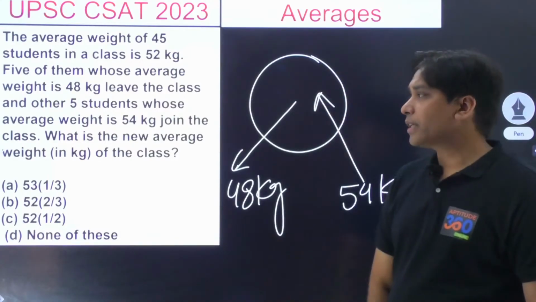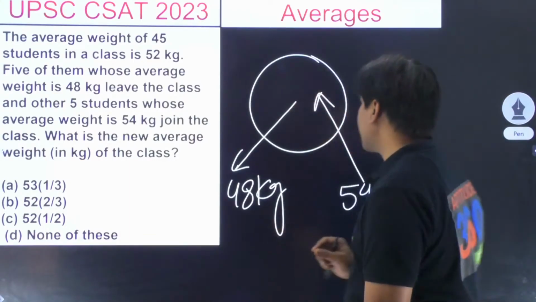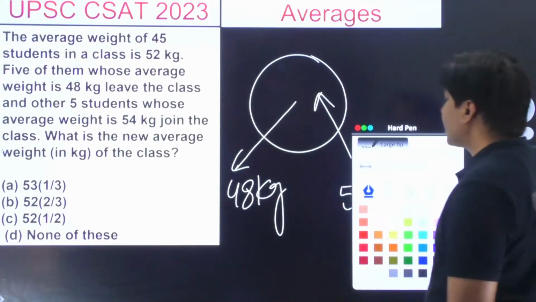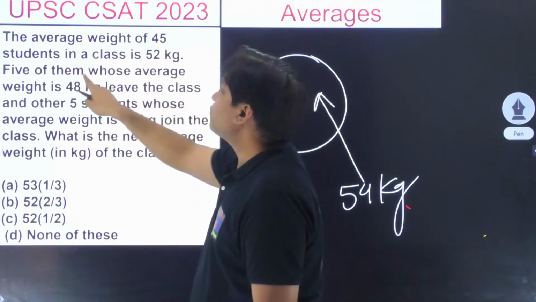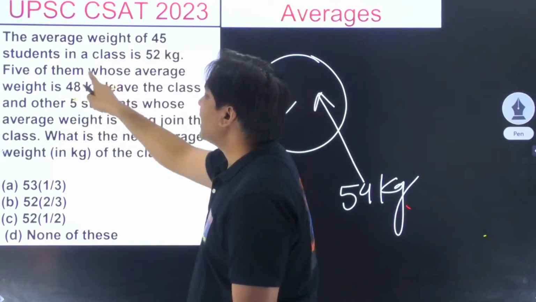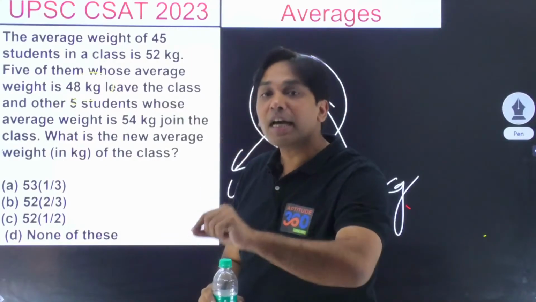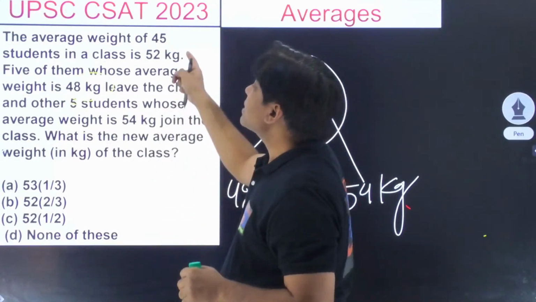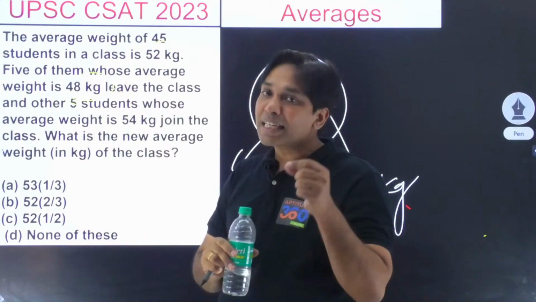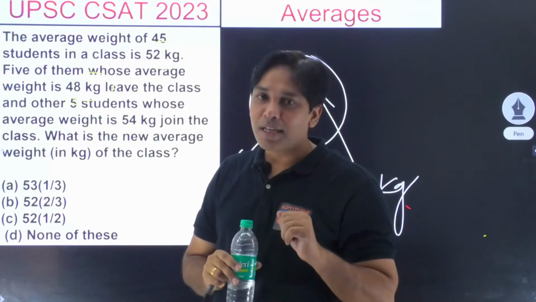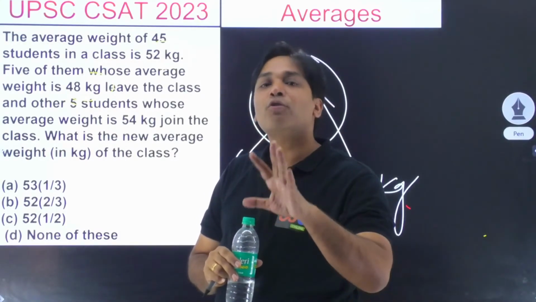What I should do out here? You see, it's a pretty simple problem that you can do. करना क्या है हमारे को? The average weight of 45 students in the class is 52. 5 of them whose average is 48. There are 5 persons who are going out, and their average is 48 kilogram. Whereas the average of the entire group was 52. भाई वो per person कितना लेके जाना चाहिए था? 52 kilogram, isn't it? But these 5 persons, they are taking out only 48 kilogram per person.